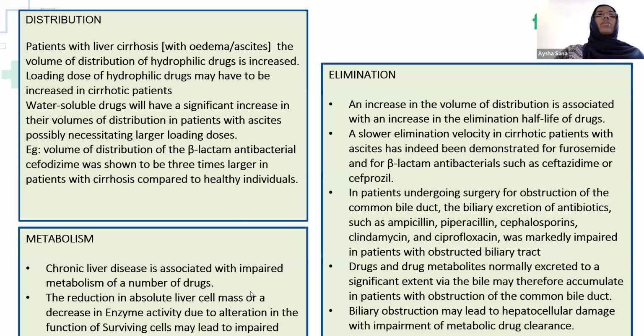Metabolism. Chronic liver disease is associated with impaired metabolism of a number of drugs. The reduction in absolute liver cell mass or a decrease in enzyme activity can alter the function of the surviving cells, which may lead to impaired drug metabolism.